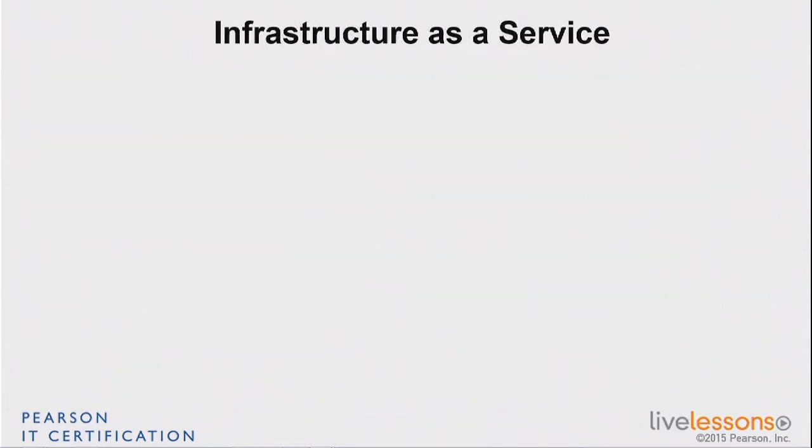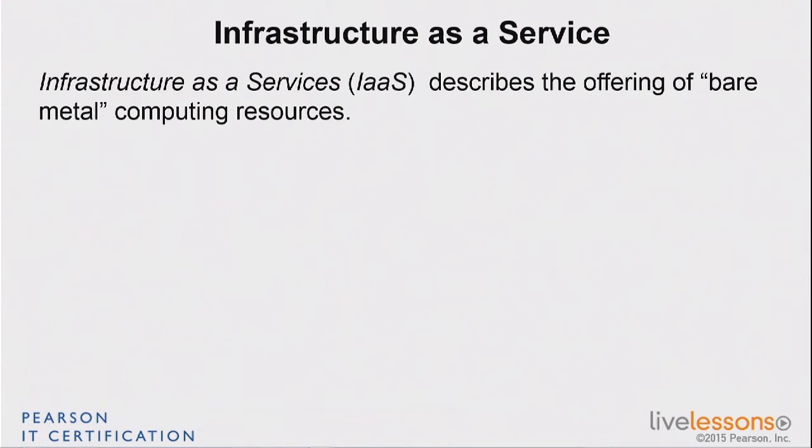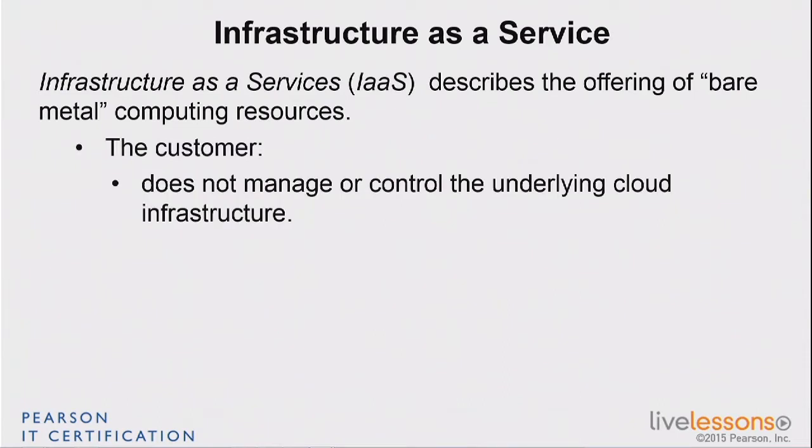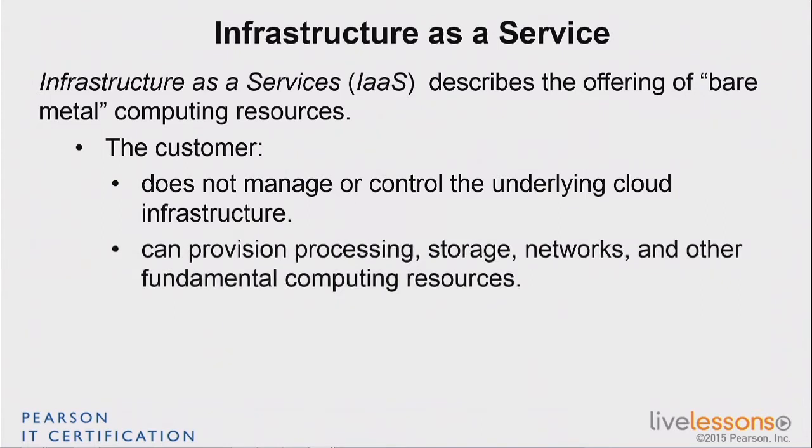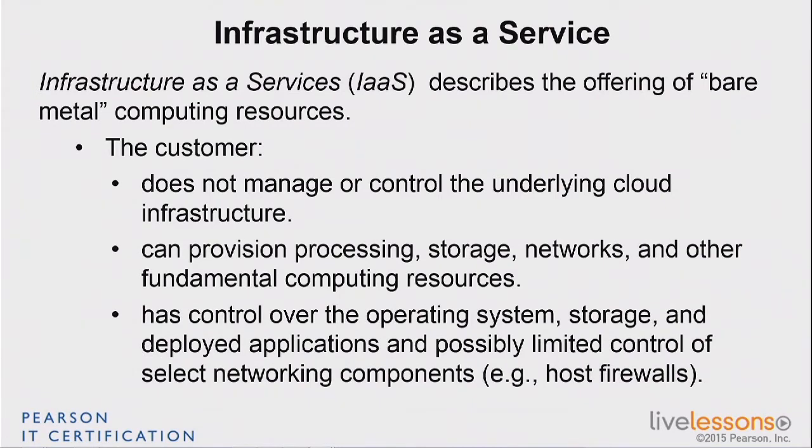The first is infrastructure as a service. Infrastructure as a service, which is abbreviated as IaaS, describes the offering of really sort of bare metal computing resources. The customer does not manage or control the underlying cloud infrastructure. The customer can provision processing, storage, networks, and other fundamental computing resources. That's where we're talking about the bare metal. They can get processing power, storage, network connectivity, and other fundamental resources. The customer does have control over the operating system, over storage, over deployed applications, and possibly some limited control over select network components. Sometimes there'll be a firewall that in fact the customer does have control over. That might be a host firewall, might even be a firewall that was provisioned specifically for that infrastructure.